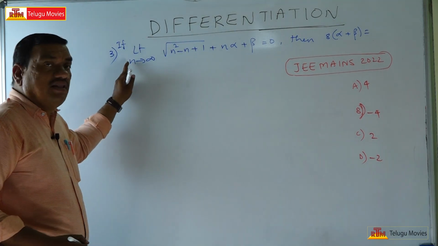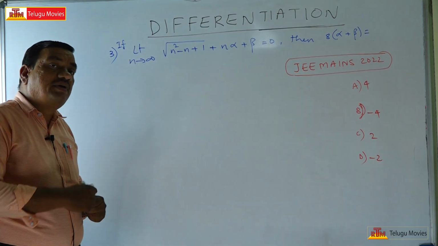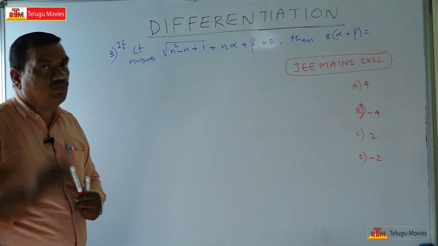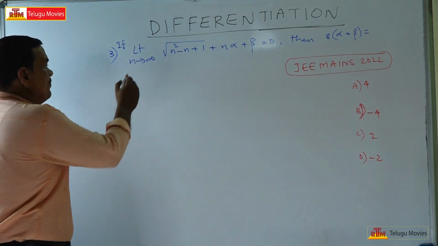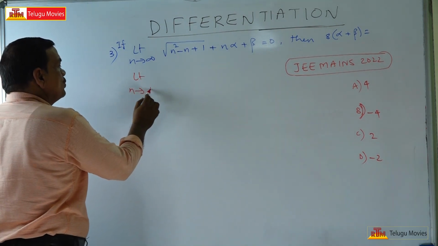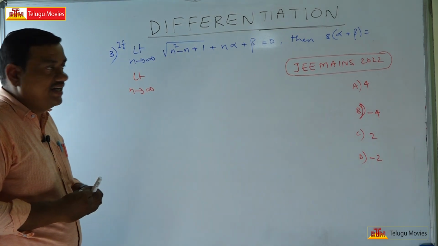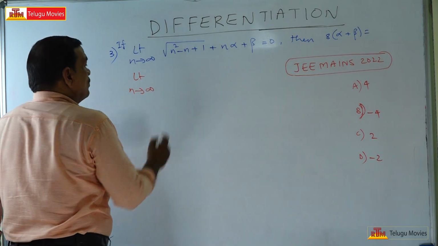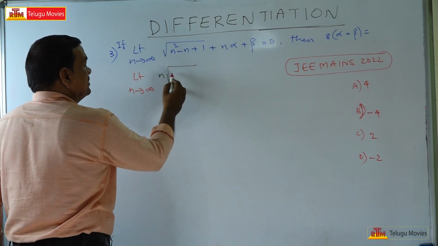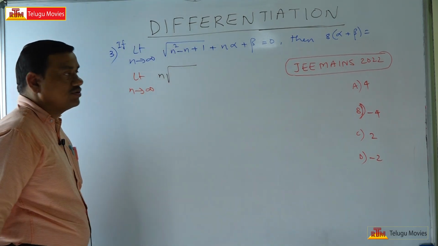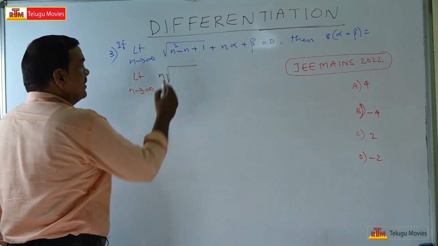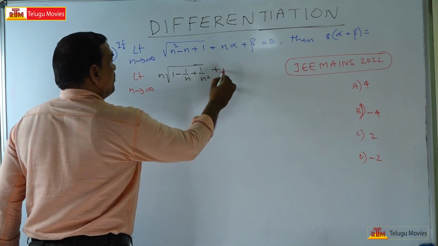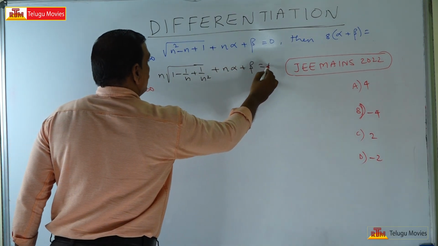Remember, as n tends to infinity, 1 by n square, 1 by n cube all tend to 0. That everybody knows. First, the limit as n tends to infinity, of course it is plus infinity. Let us take n common outside. If you take n square common outside, we get 1 minus 1 by n plus 1 by n square, plus n alpha plus beta is equal to 0.